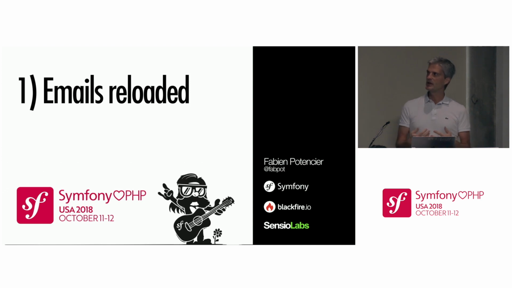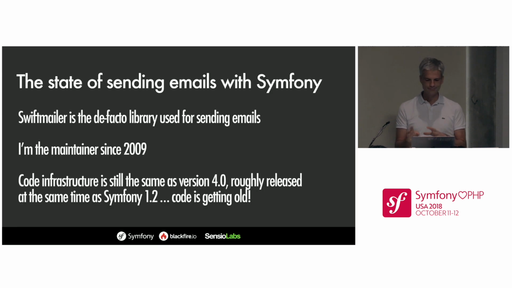But the way we are sending emails today with Symfony is exactly the same as 5 years ago. Nothing changed, or not a lot. So the first thing is, I'm the maintainer of SwiftMailer, and I've been maintaining SwiftMailer for the last 10 years or so. But the code infrastructure is exactly the same as SwiftMailer version 4. So we are at version 6, but if you have a look at the core infrastructure, it is exactly the same as what we had a few years back.